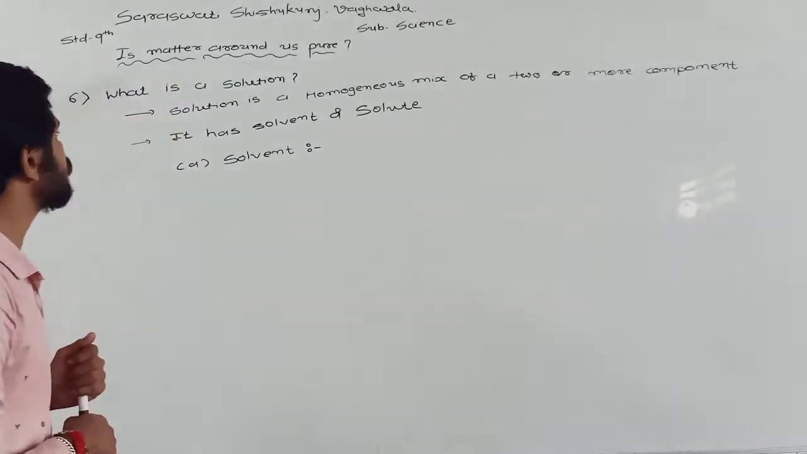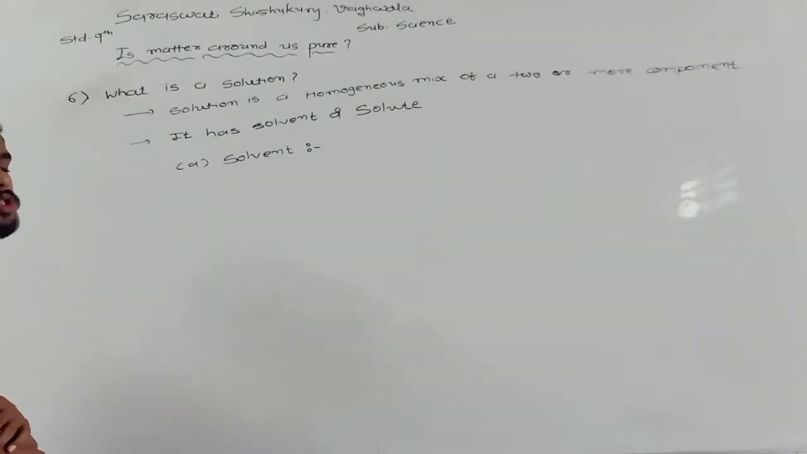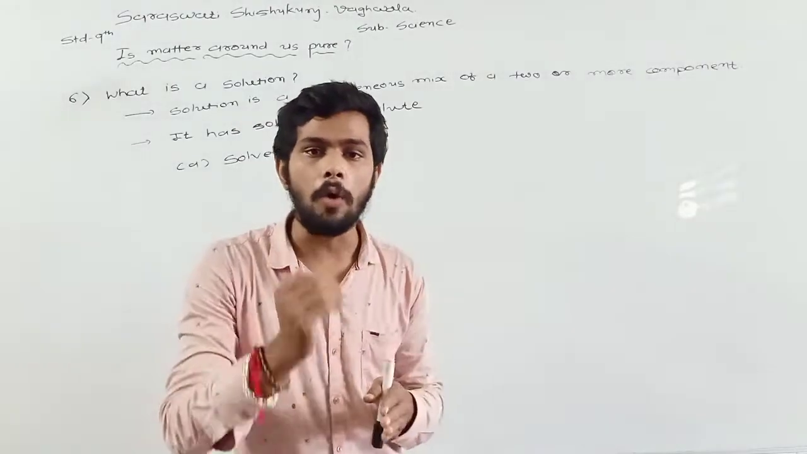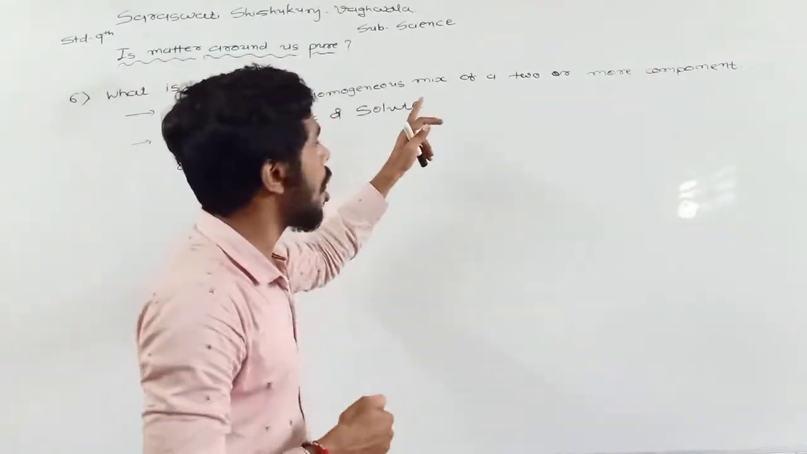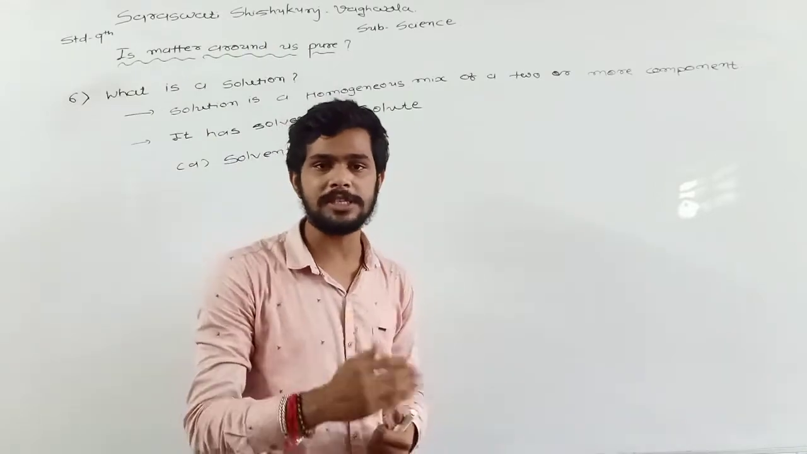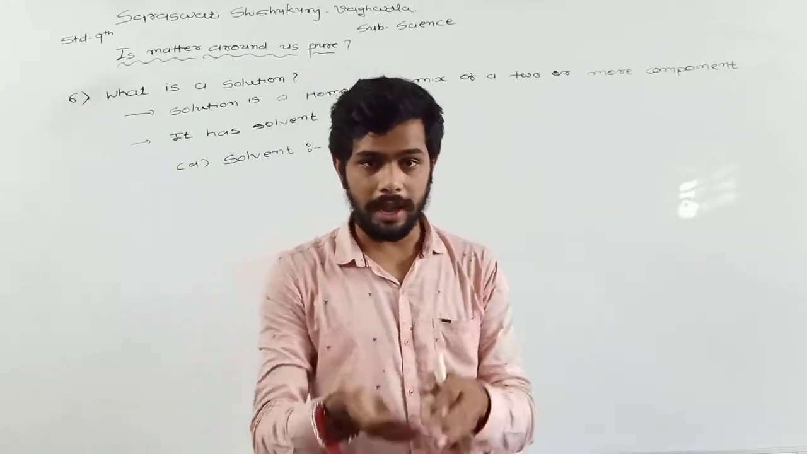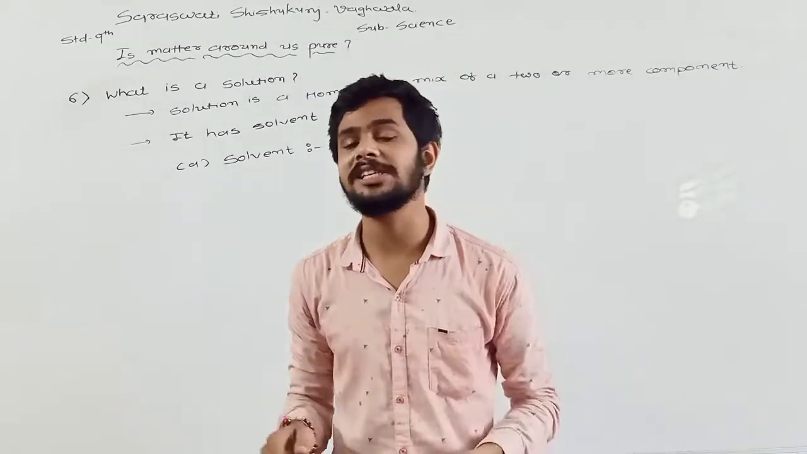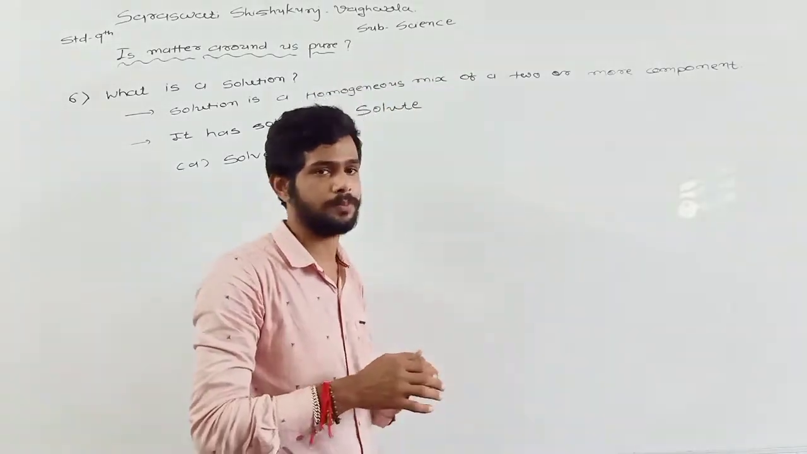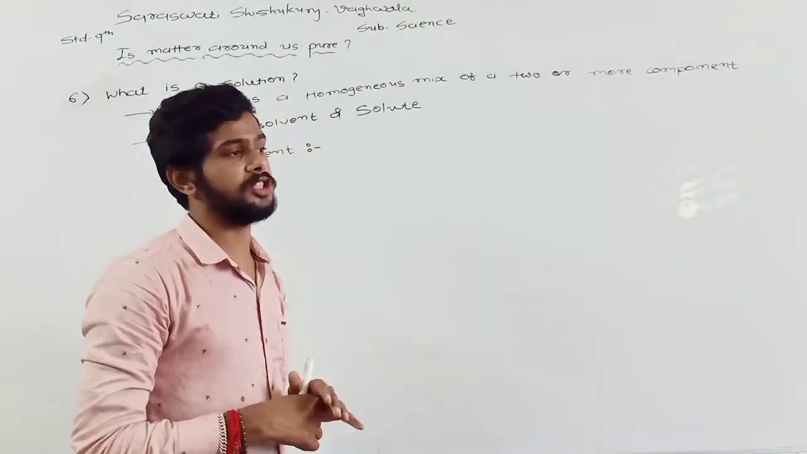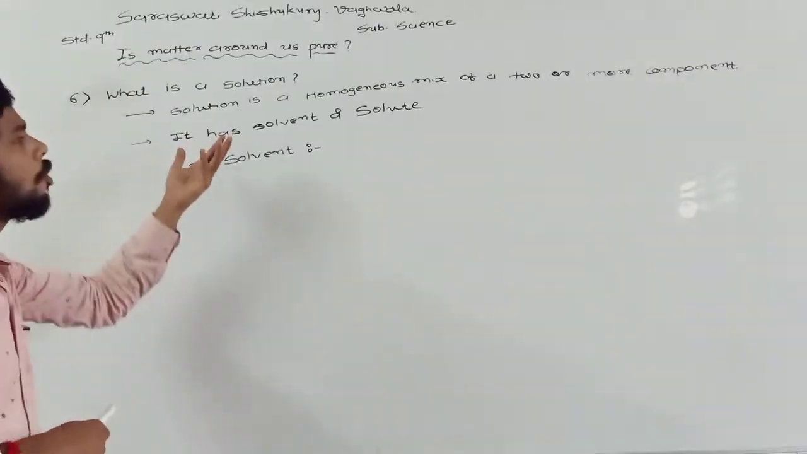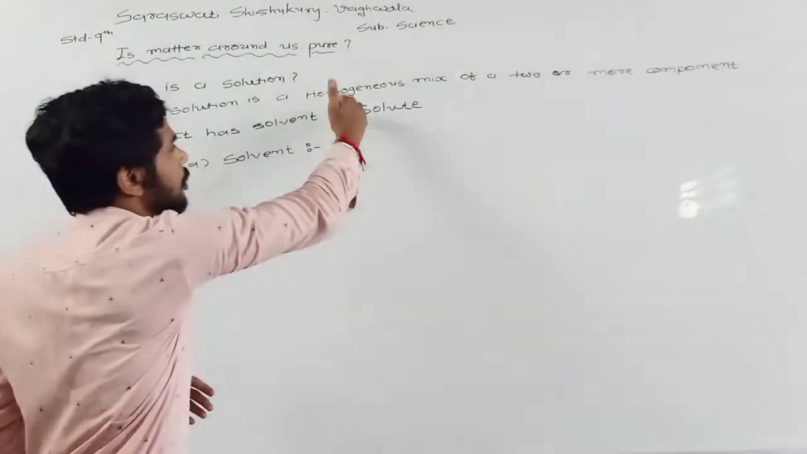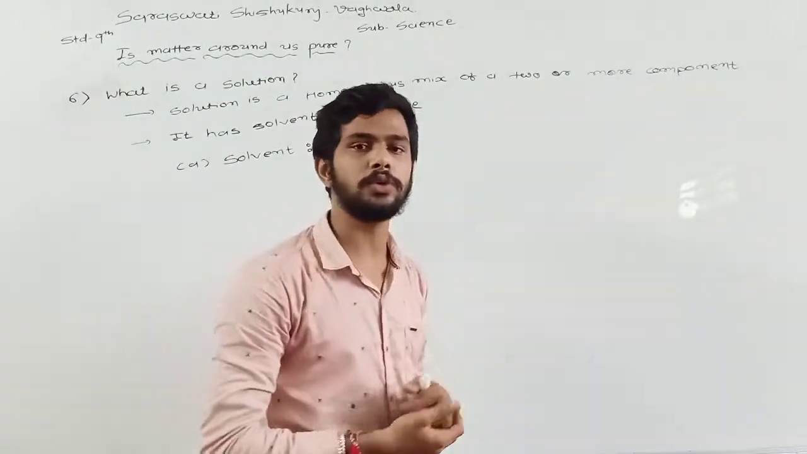In the next session, we go on to what a solution is. So what is a solution? We can say that a solution is nothing but a homogeneous mixture of two or more than two substances or components. That mixture is a homogeneous mixture, and we cannot separate it by any physical method. It is also known as a solution, and it has a uniform composition. So the homogeneous mixture is also known as the solution.